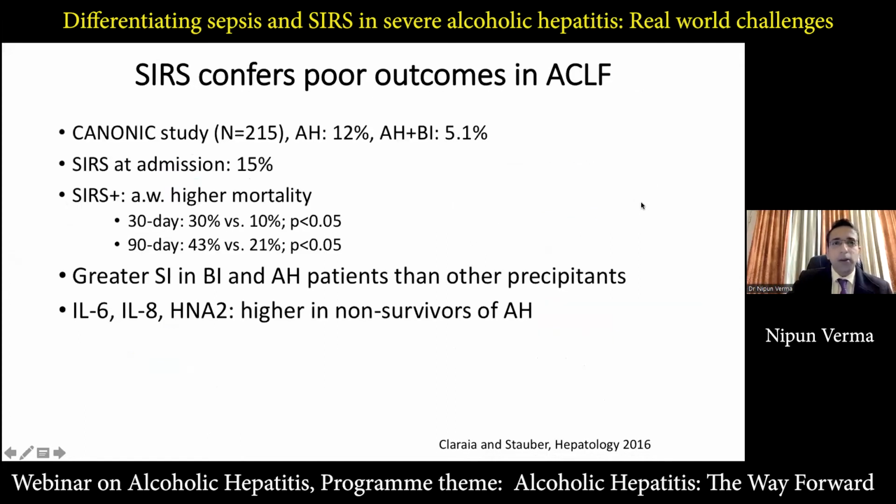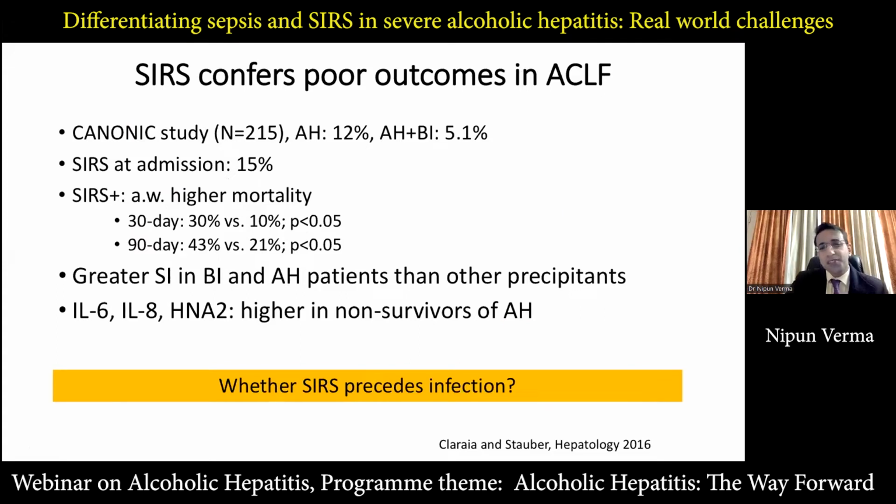This concept of systemic inflammation has also been looked at in the ACLF group of patients from the CANONIC study. There they showed that SIRS was present in only 15% at admission, and this was associated with poorer mortality at 30 and 90 days. And greater systemic inflammatory markers were seen in patients with bacterial infections and alcoholic hepatitis.